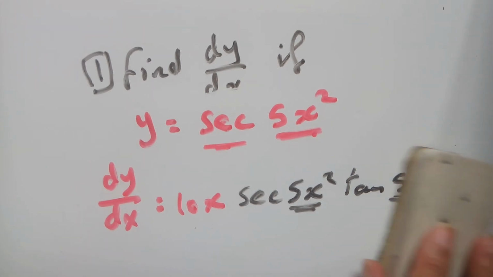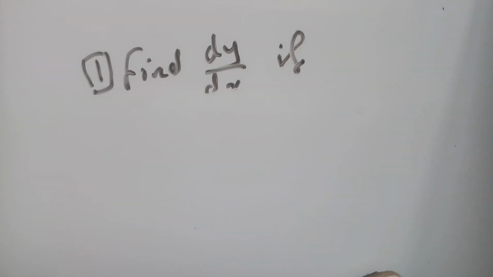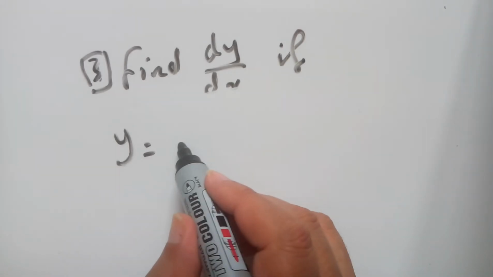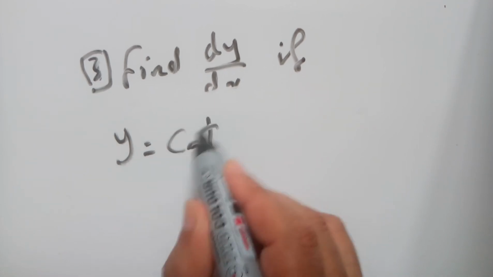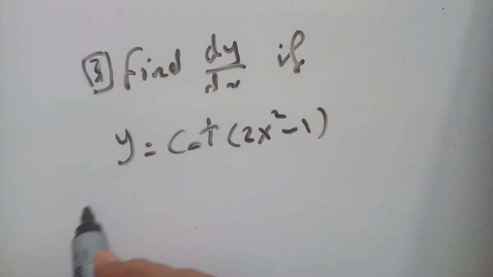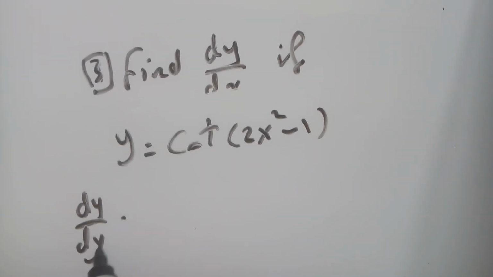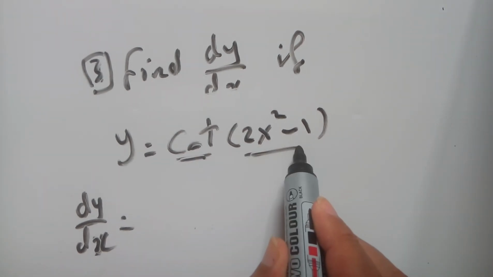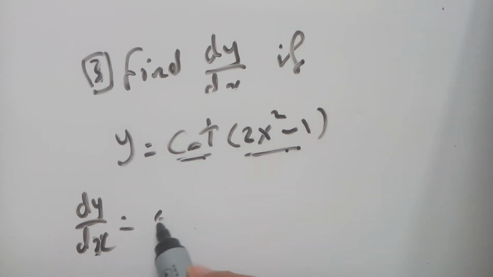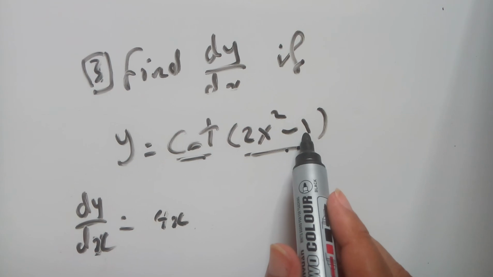Okay. Number 3. If y is equal to cotangent 2x squared minus 1, then dy dx is what? Now what is the derivative for cotangent? This is u, not x. Then take the derivative: 2x squared, bring the power down, subtract 1, it is 4x. And the derivative for 1 is 0.